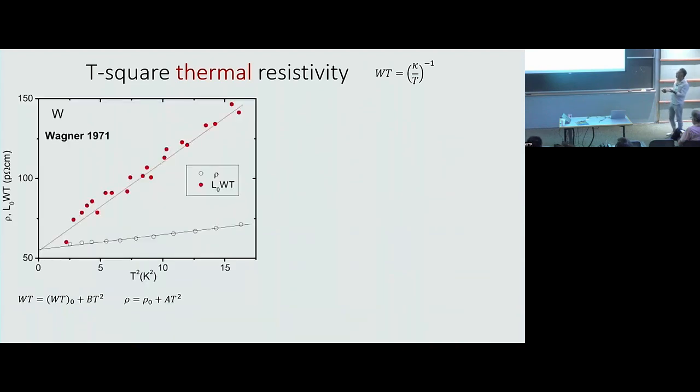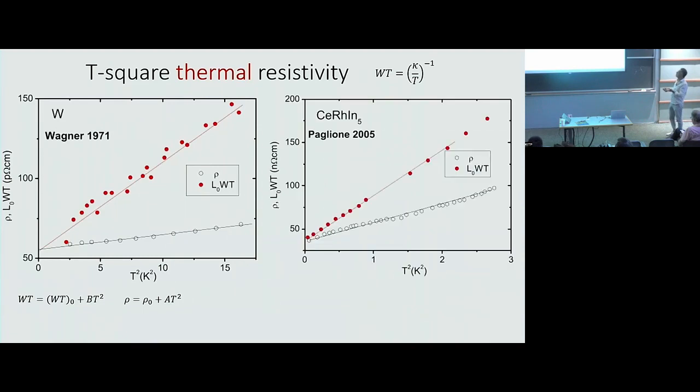This is data on tungsten. This is data on CeRhIn5. And so these data actually confirm this. Now, the reason I am going to talk about thermal transport is that we don't need umklapp events to understand this. And you are going to see that this simplifies the analysis much.